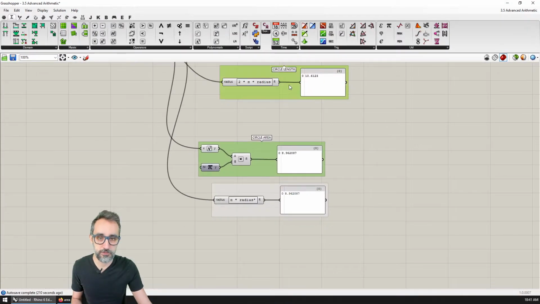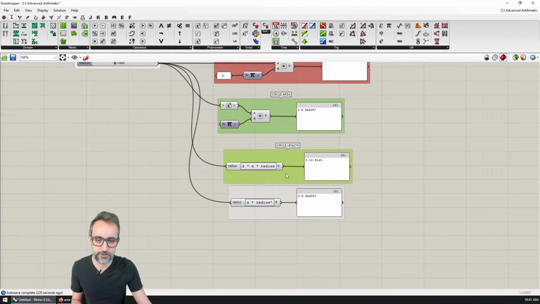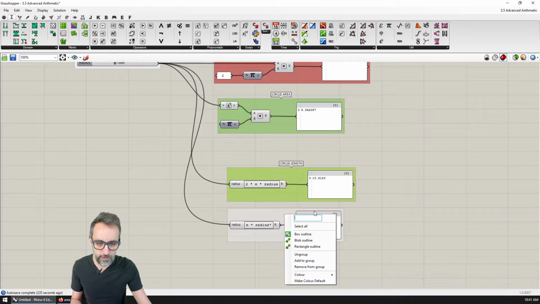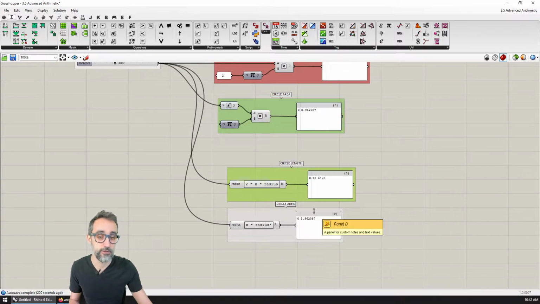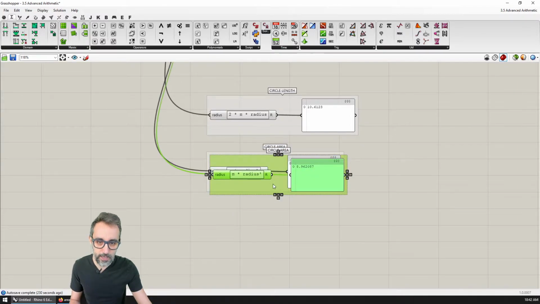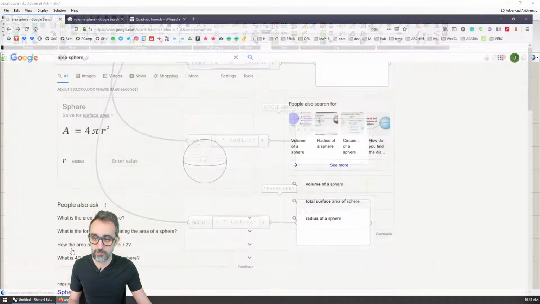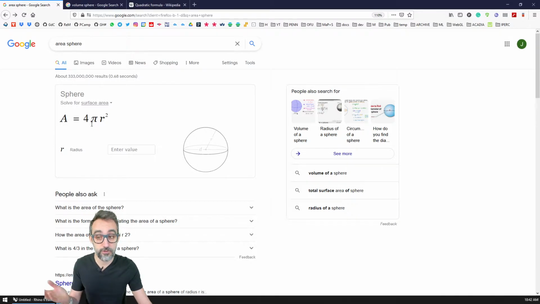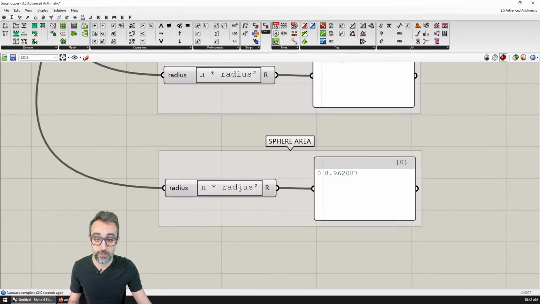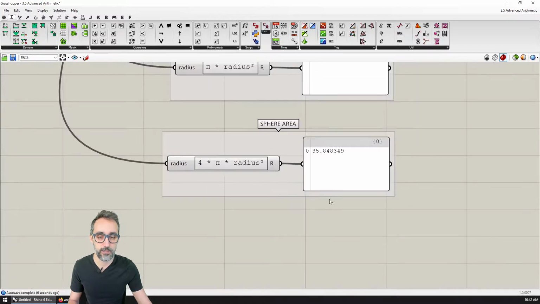So I'm just going to start moving this to a nicer place. So we have the circle length. We have the circle area, and you know that I like keeping things tidy. All right, so we have the circle area. I'm going to copy the whole thing, and I'm going to say, what is the sphere area? And then the equation of the area of a sphere is 4 times pi radius squared. So let's do this here. So this is 4 times pi times radius squared, and that is the area of a sphere.